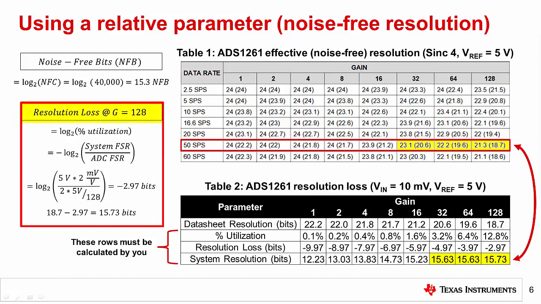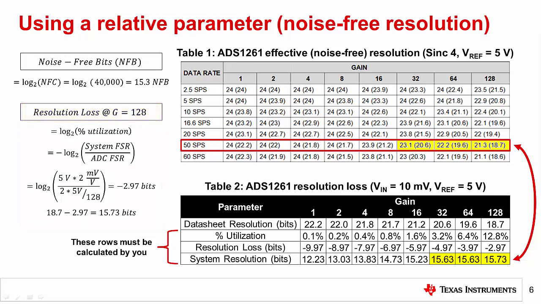This requires calculating the resolution loss for each gain setting separately, since each gain setting changes the ADC's full-scale range and subsequent percentage utilization. You then need to subtract this result from each corresponding noise-free resolution value in Table 1 to determine the expected performance for the conditions in this example. Table 2 shows the results of these calculations, including the percent utilization, corresponding resolution loss, and resulting system resolution for each gain setting based on the ADS1261 stated noise-free resolution performance at 50 samples per second.